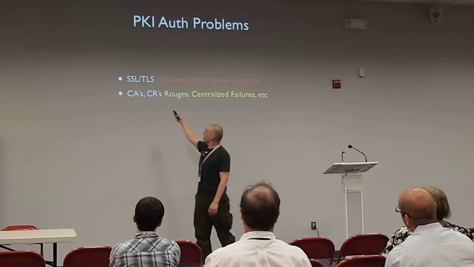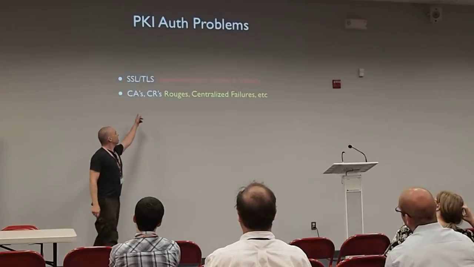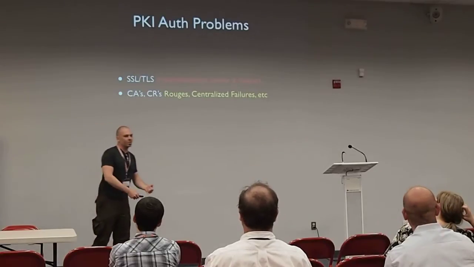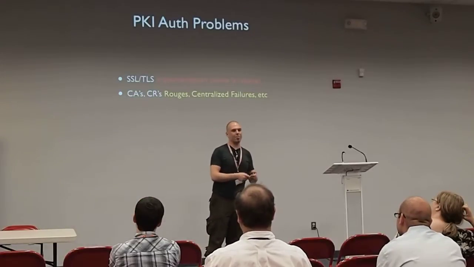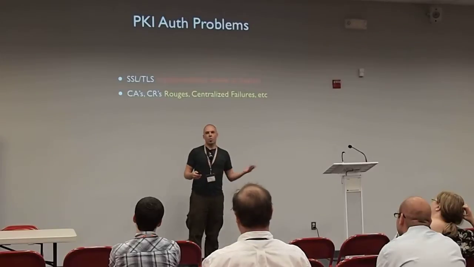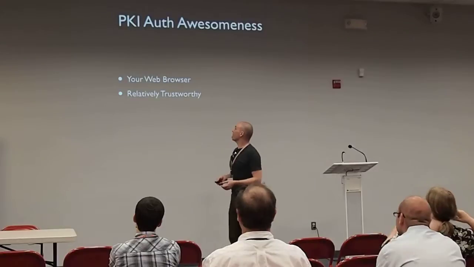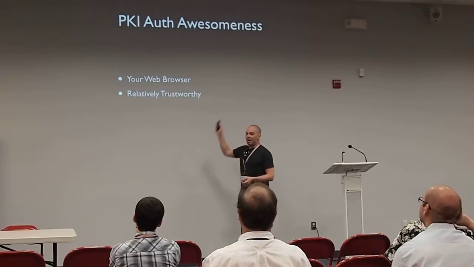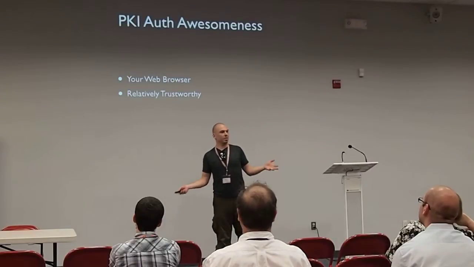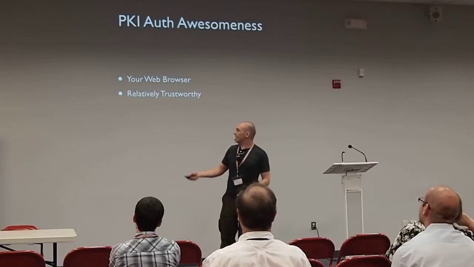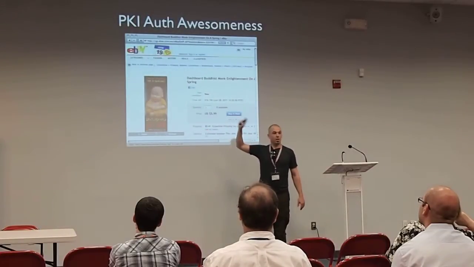SSL, TLS, CAs and CRLs are all problems because of implementation issues. We have rogue CAs, all kinds of centralized failures, and organizational and operational failures. The whole world puts a lot of trust in the certificate authorities. Though PKI scales well. It works for something as big, wild, unwieldy and unpredictable as the internet. It's relatively trustworthy, and I'm totally cool with it to buy my bobblehead Buddha on the internet.